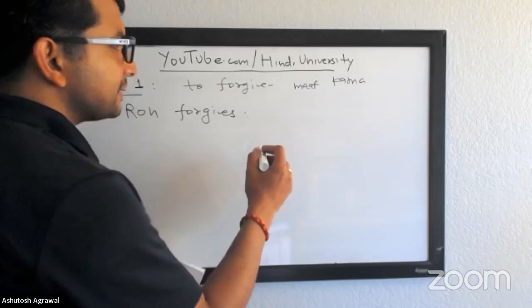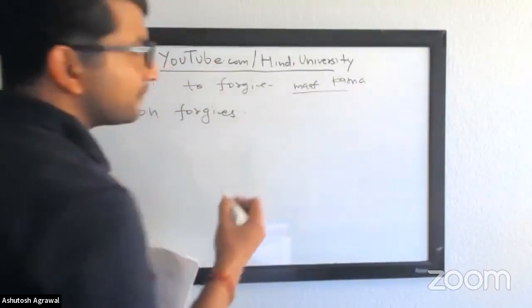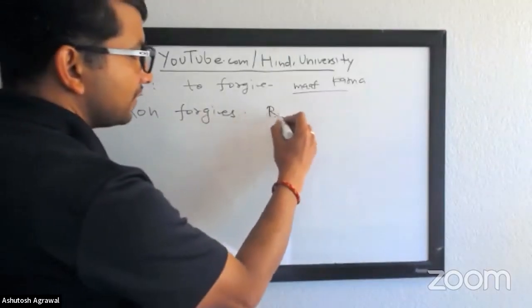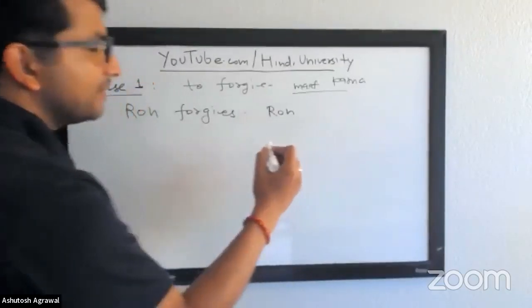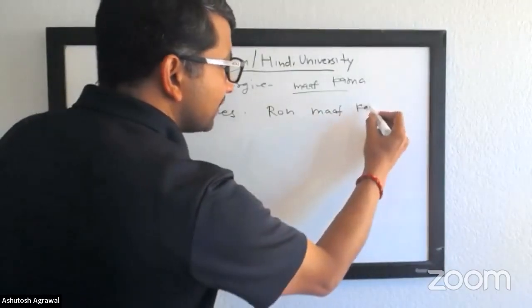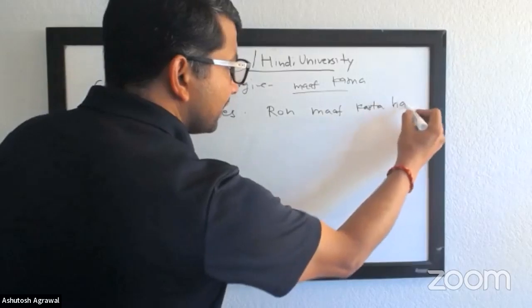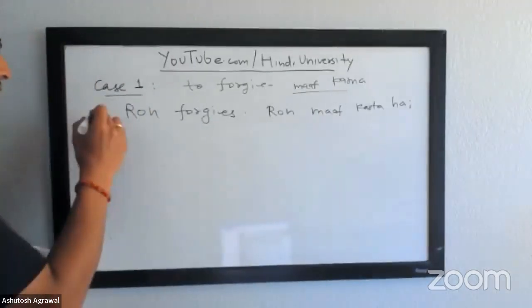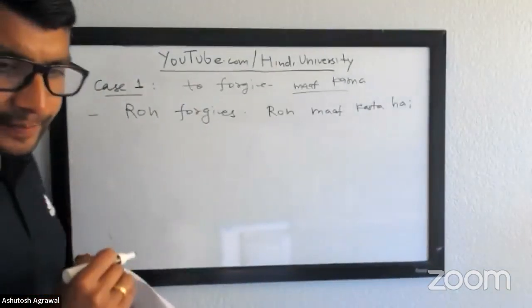Present indefinite tense. You already have the verb in front. Ron माफ करता है. Very good. Ron maaf karta hai. Hopefully it should be clear to everyone. Ron maaf karta hai. Okay.